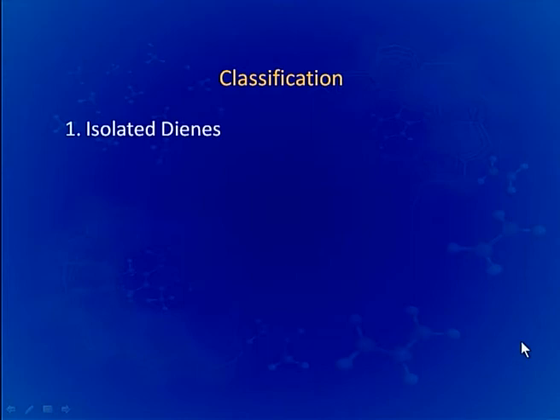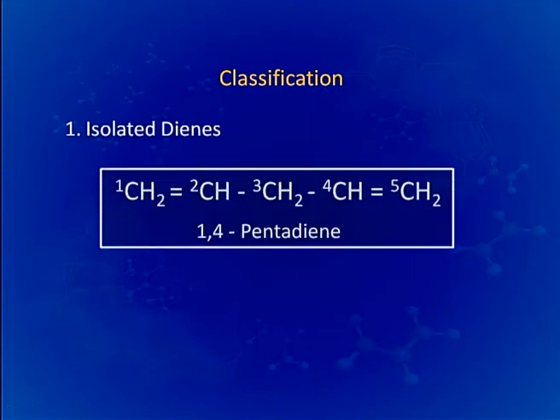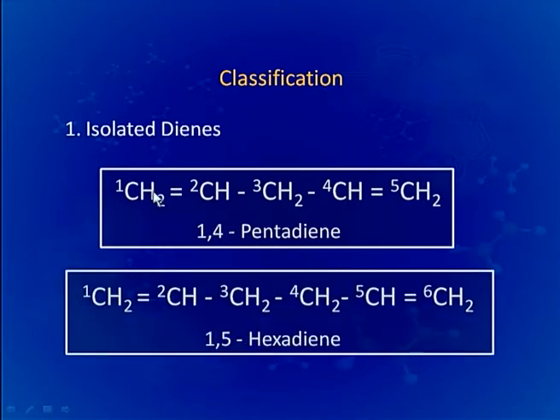Dienes can be classified into 3 important categories. Simplest of those are the isolated dienes. Isolated diene, as the name suggests, here double bonds are separated by at least 2 carbon-carbon single bonds. In another example, double bonds are separated by 3 carbon-carbon single bonds.